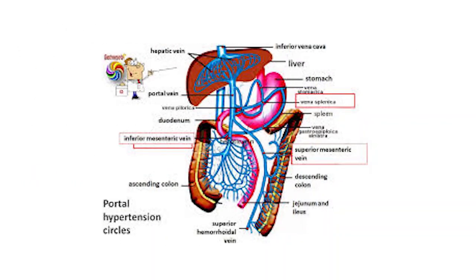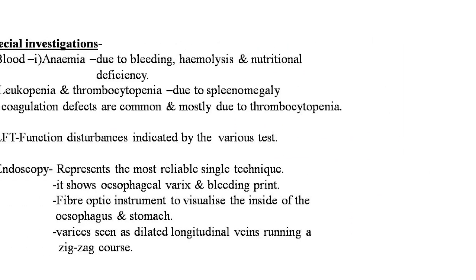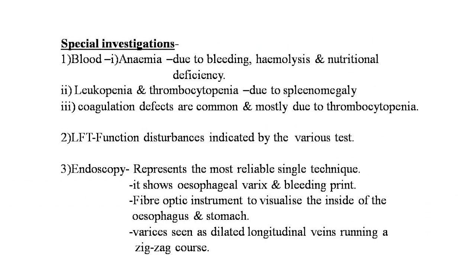Now here is the image of portal hypertension, the portal venous system showing the collection of the blood and the blood circulation. Now the special investigations. Blood: anemia due to bleeding, hemolysis and nutritional deficiency, leukopenia and thrombocytopenia due to splenomegaly. Coagulation defects are common and mostly due to thrombocytopenia.